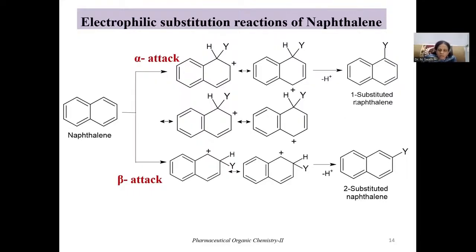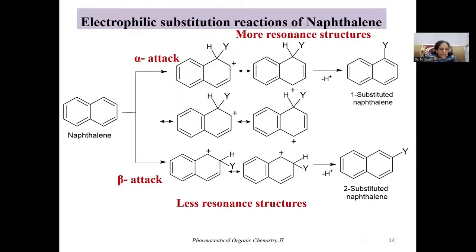Now, out of these two substitutions, which substitution is preferred? In case of alpha attack, the resulting carbocation has 4 resonance structures, while in case of beta attack, the resulting carbocation has only 2 structures. That means on alpha attack we are getting more resonance structures when compared with the beta attack. Greater the number of resonance structures, greater will be the stability of the resulting carbocation.